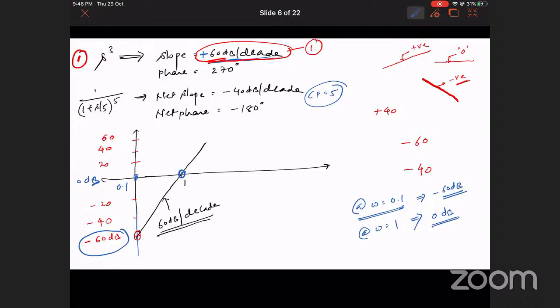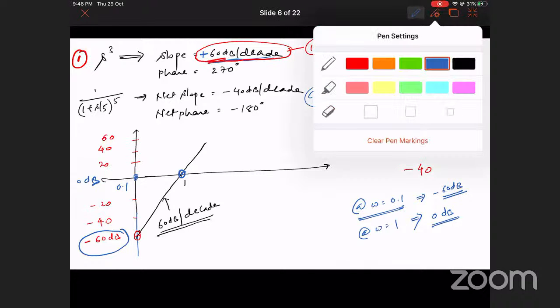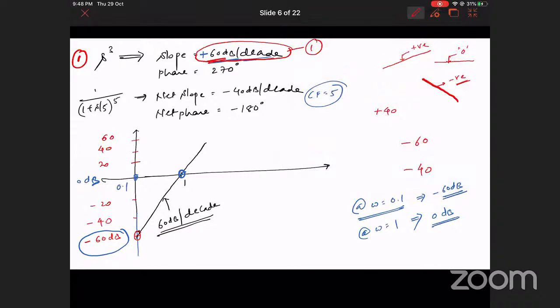Now try to see the transition, guys. The transition says the previous magnitude was minus 60 decibel. It has increased to 0 decibel. What does that mean? Can I say that the value got increased by positive 60 decibel? Now look at the frequency, guys. The initial frequency was 0.1 and the next frequency is 1.